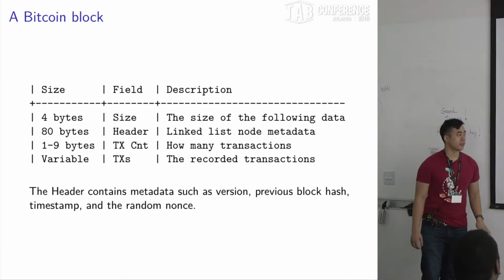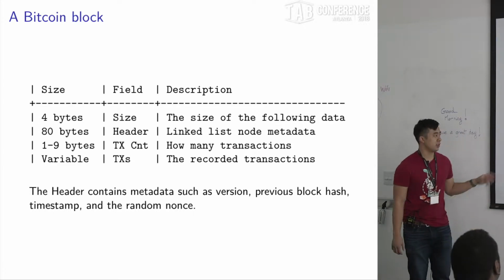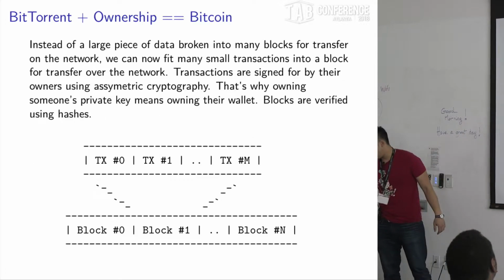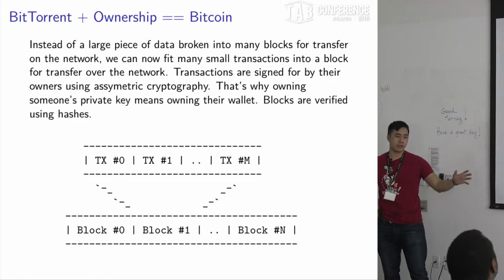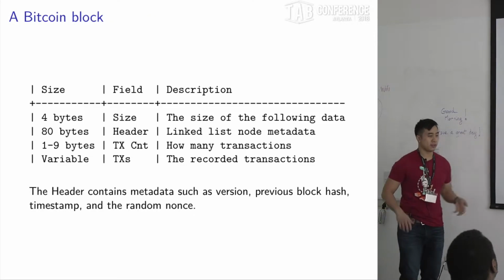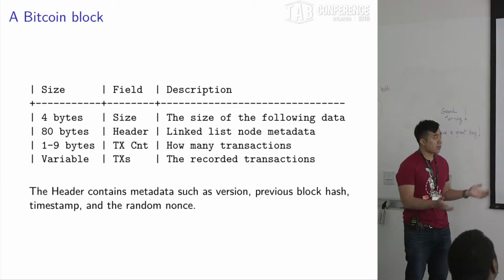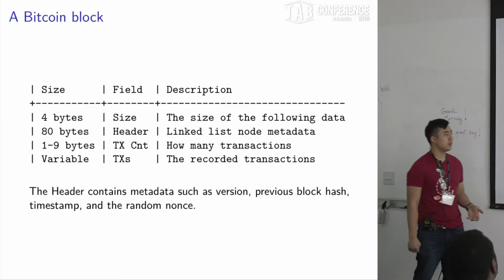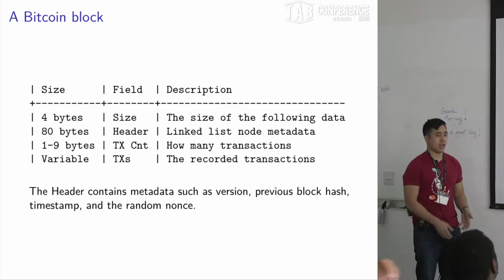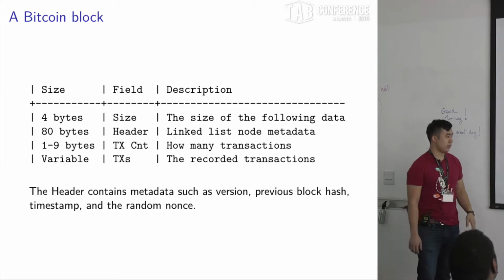The header gives us some metadata, including those references to other blocks. Whereas we saw here, the blocks are next to each other. How do they get glued together? Well, really, we have references. And transaction count, because each block holds many transactions. So we need to know how many. And then after that, we actually have the transactions as a payload.